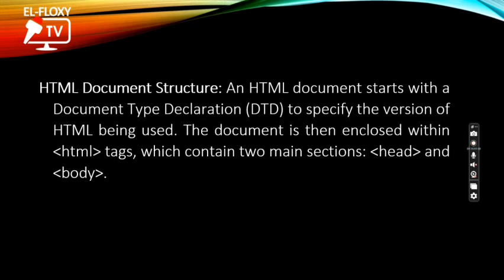One, we are supposed to understand the HTML document structure. An HTML document structure starts with a document type declaration to specify the version of the HTML being used. The document is then enclosed within HTML tags, which contain two main sections, the head section and the body section. We are going to look at these sections practically when we get to that time. So let's just understand the theoretical aspect of it.